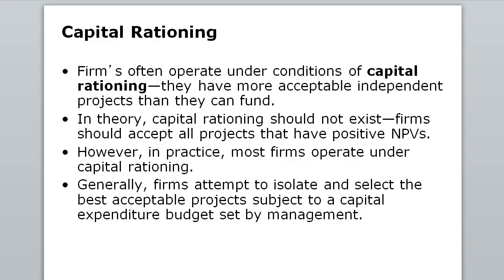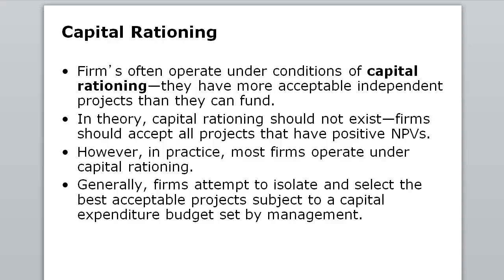Okay, now capital rationing. This is an understanding that companies have limited amounts of funds. So they have to ration their capital based on the independent projects available and the capital they have available to invest in those projects. Most companies have more projects than the money and the ability to invest in them. In theory, capital rationing should not exist because firms should be able to accept all the projects that have positive net present values. However, in practice, firms are under a capital rationing, meaning there's a limited amount of money and also manpower to take on all these projects.